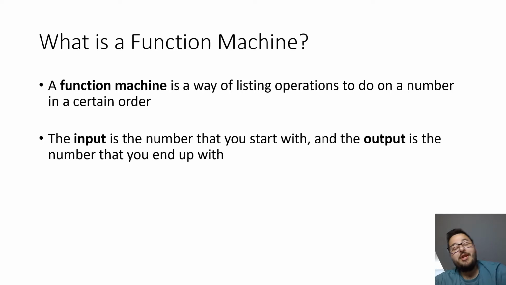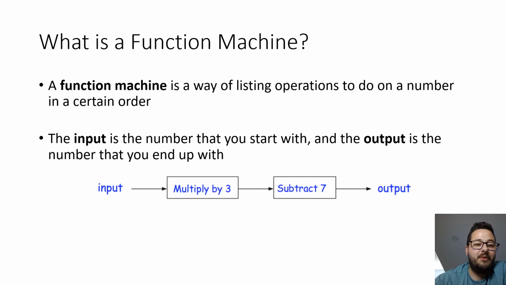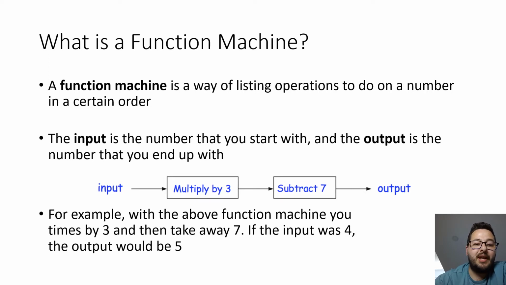And what you do is you start with an input. So an input is the number that you start with. You do all the things and then your end result is called the output. So it's like putting something into a machine and then the machine puts that out at the end after it's done everything to it. So for example, here we've got what a function machine might look like.